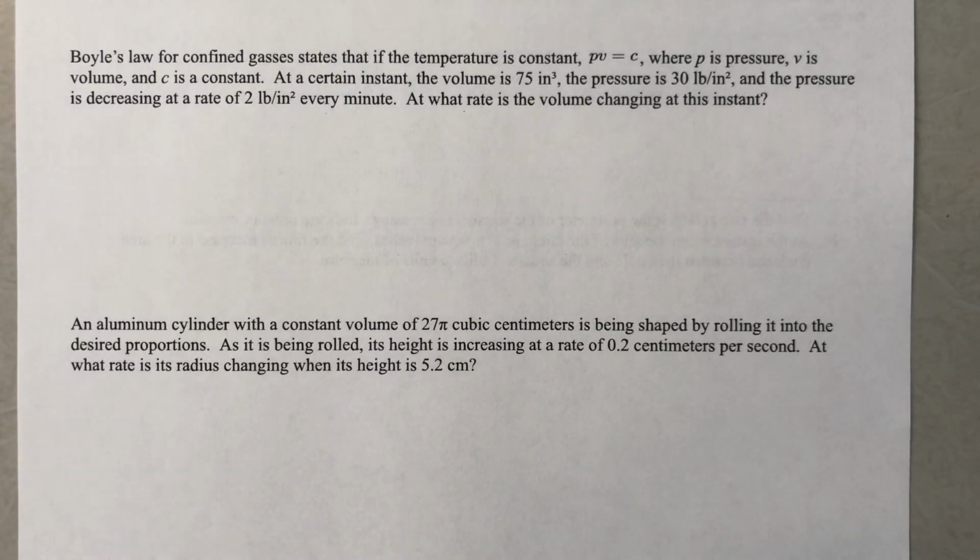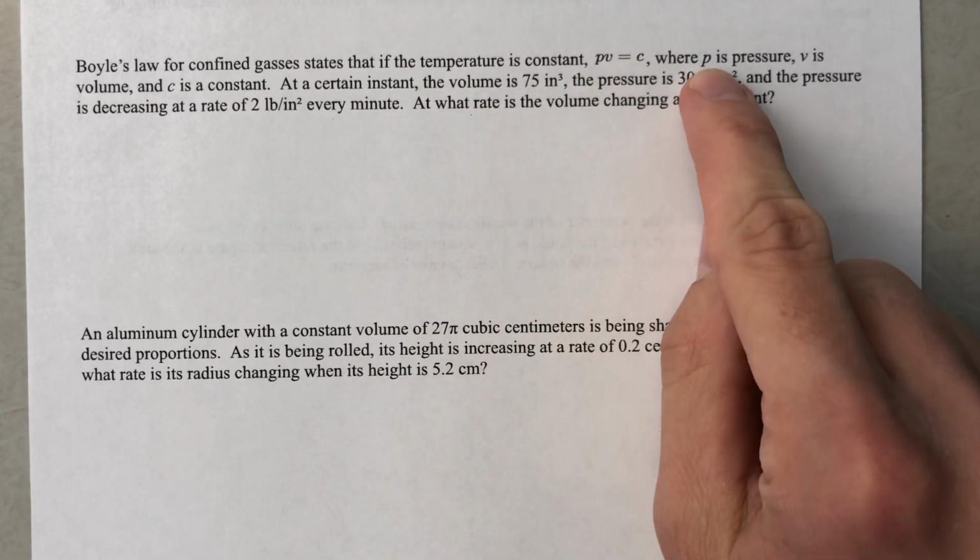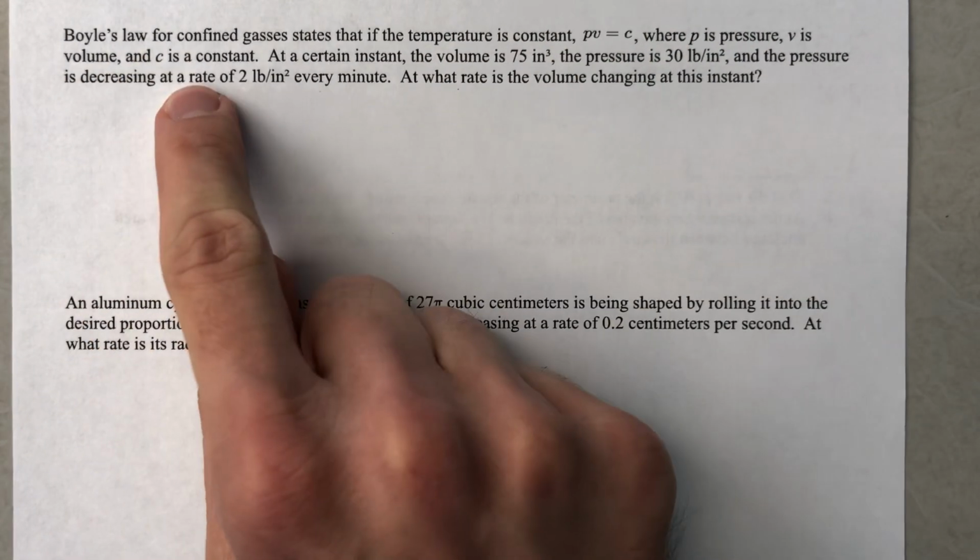Boyle's Law for confined gases. Having a hard time reading it, but we're going to go with it. Not gases, gases. It states that if the temperature is constant, PV equals C, where P is the pressure, V is the volume, and C is a constant.